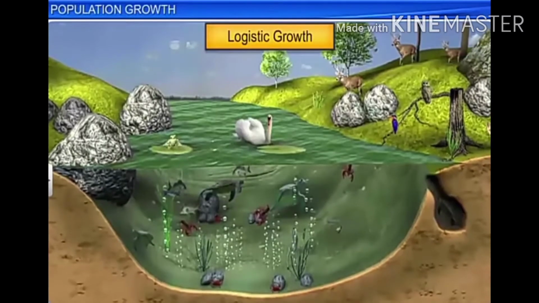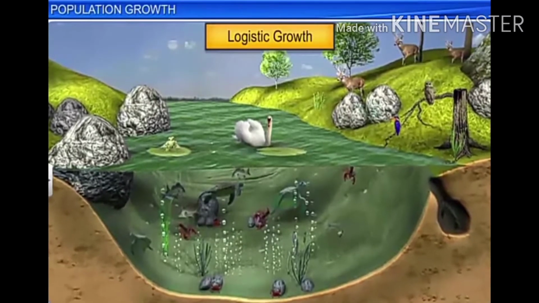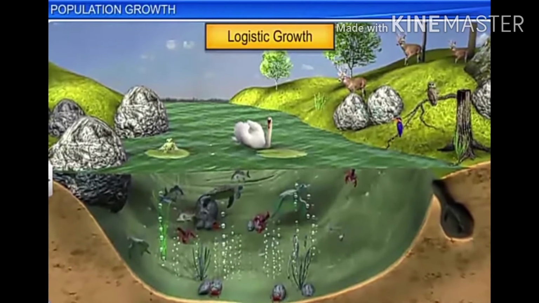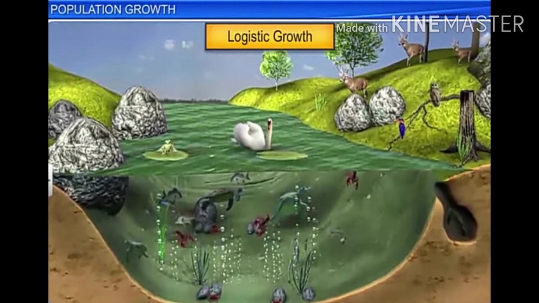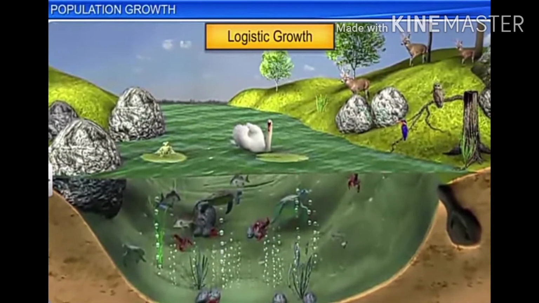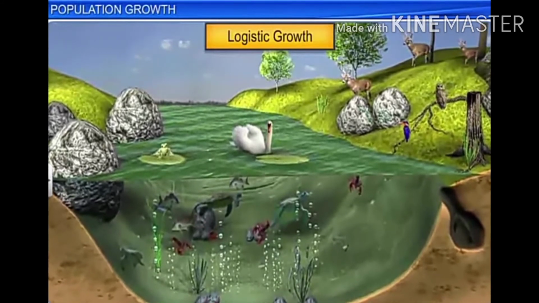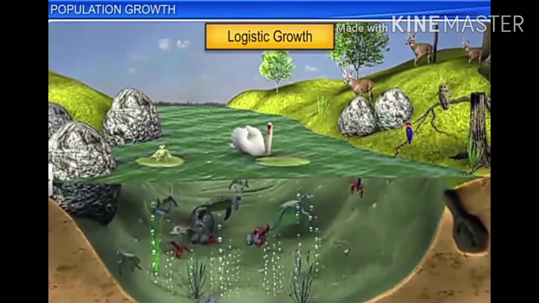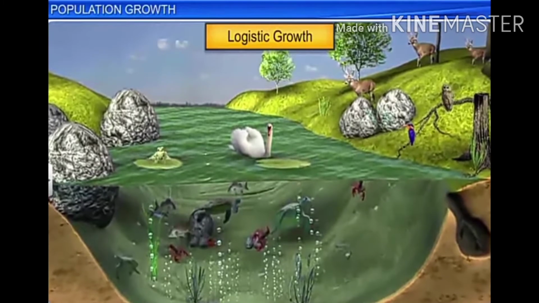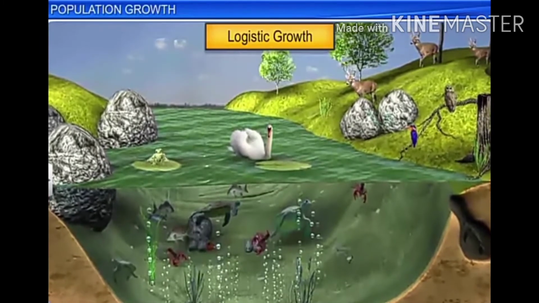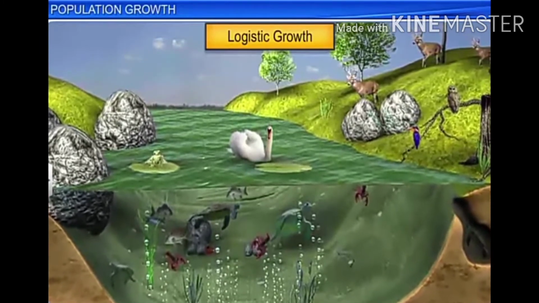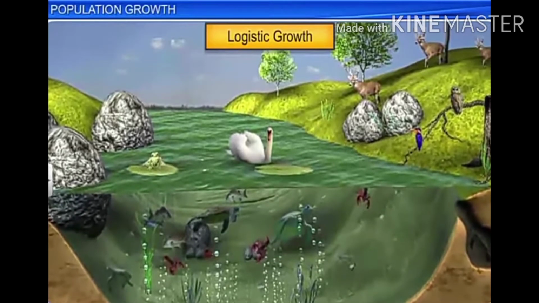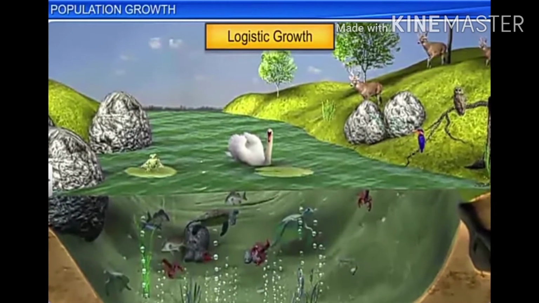In fact, in nature, a given habitat has sufficient resources to support a maximum number of individuals, beyond which no further growth is possible. This maximum capacity or limit is called the carrying capacity of the species in that habitat, which is denoted by the letter K.